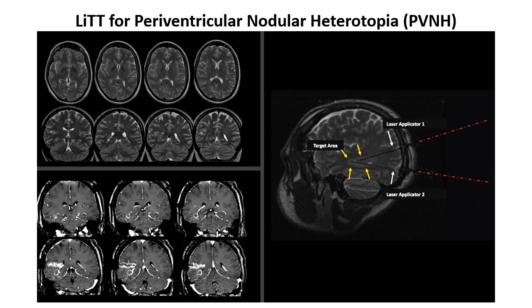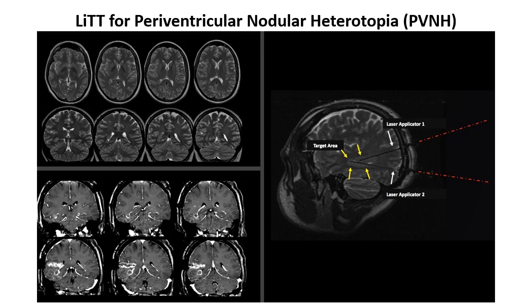Though limited in number, available evidence has been encouraging. Even though with a low number of reports, the results show that around 70% of patients are seizure-free at 1 year of follow-up. The images here demonstrate an illustrative case for PVNH with LIT.